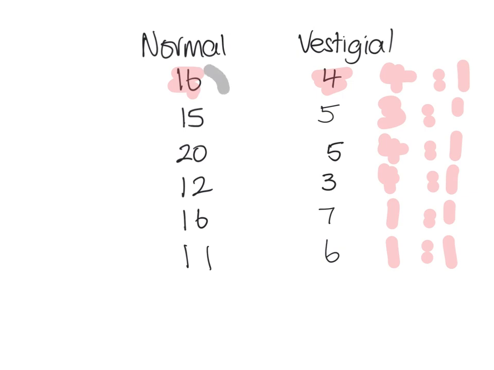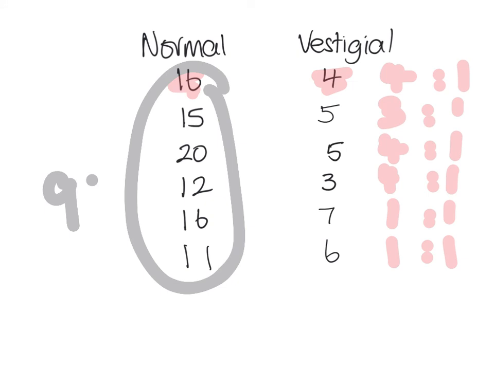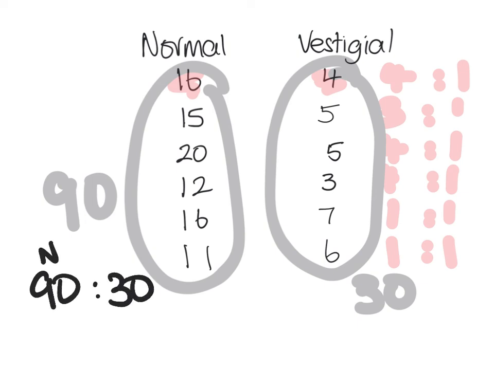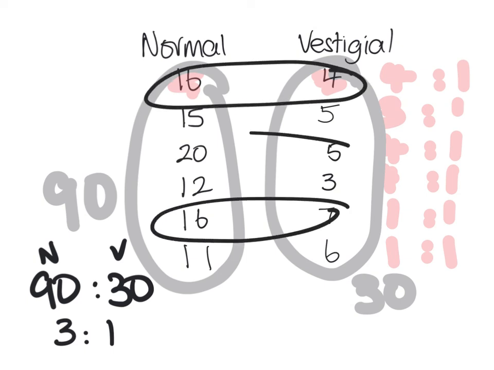So there's quite a lot of variation there. But if we add up all of these figures here, we get 90, and if we add up all of these figures here, we get 30. So if we'd had just one big sample with 90 to 30, normal and vestigial, that simplifies to a 3-to-1 ratio. So if you take a small sample, any of these, chances are you're not going to end up with the expected or predicted ratio because it's a small sample.